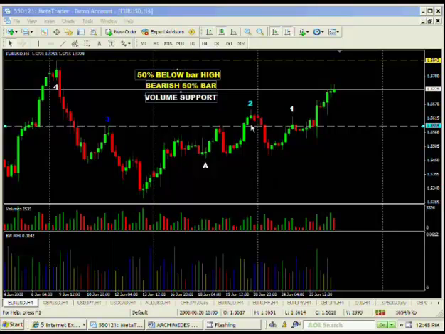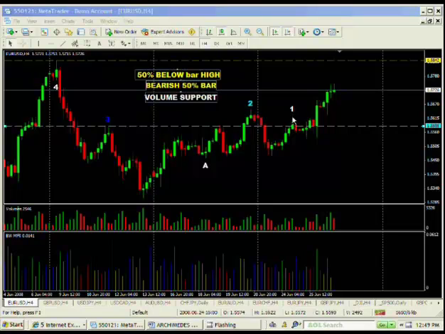Bearish 50% bars only occur at market tops. I have 5 of them marked on the chart here. I've got 1 through 4, and then I've got A here. We know that the bearish 50% bar is comprised of a bar that makes a higher high than the previous bar, but the closing price of the bar is 50% or less below the high of the bar.